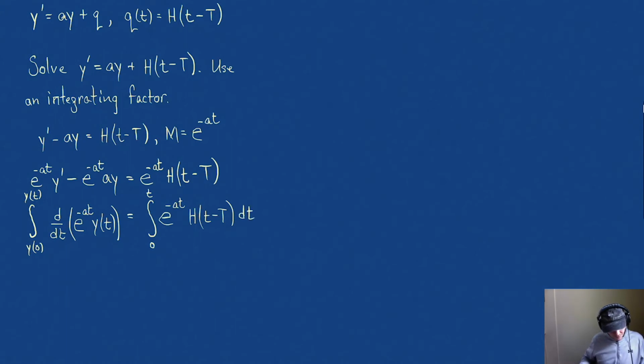dt. So on the left-hand side, the integral of the derivative is just the function evaluated at the limits of integration. So we have e to the minus at y of t minus y of 0, the e to the minus at is going to go away. We're just going to be left with some number y of 0 equals, now this gets more interesting. I think this is why you'll like this problem so much.